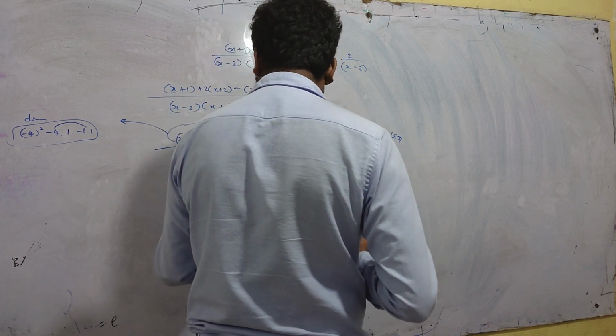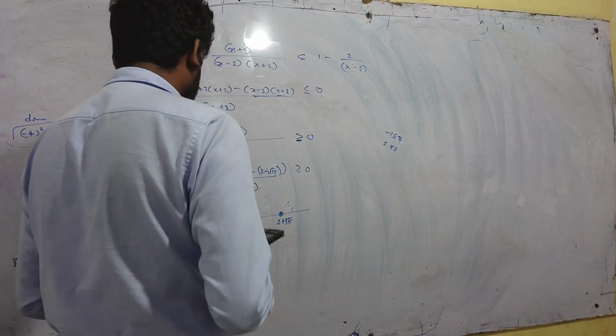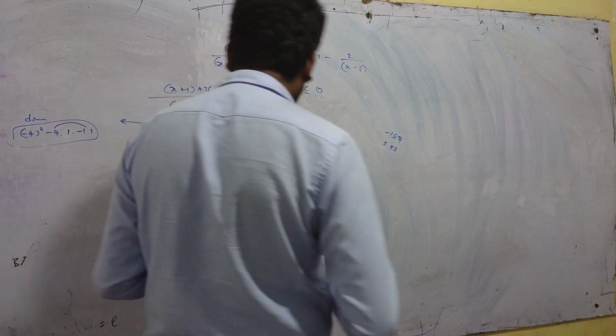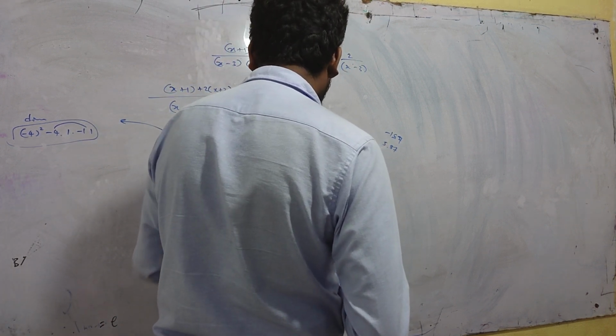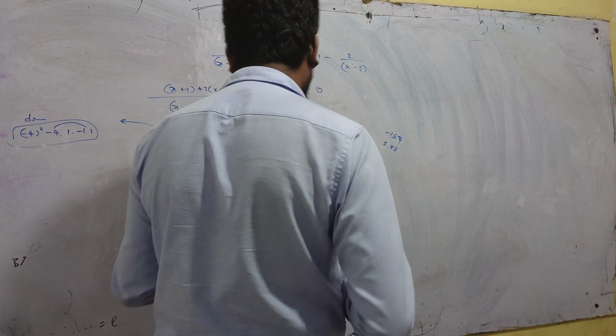But this cannot be equal, right? This cannot be equal, right? Because that is in the denominator. So what about this minus 2? Minus 2 is calculated, right?